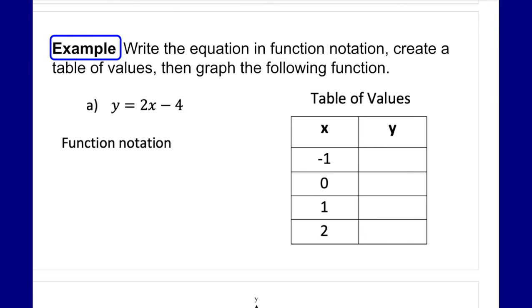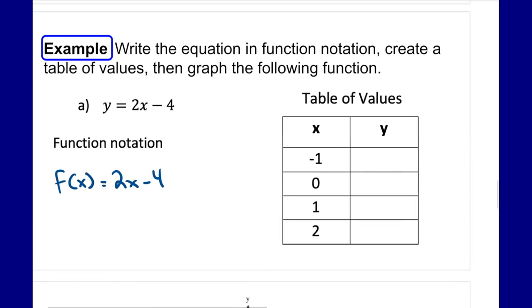So function notation, we talked about that before. All that does is replace y with f at x. So this becomes f at x equals 2x minus 4. So that's all the function notation is. It's just replacing this y with f at x.